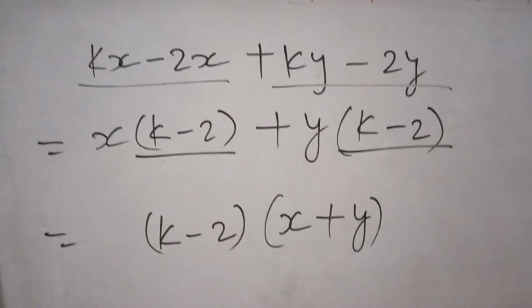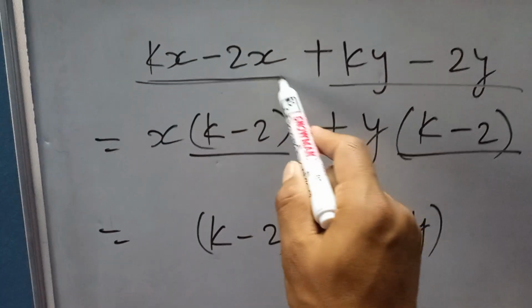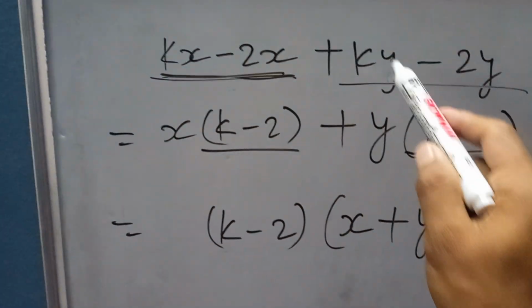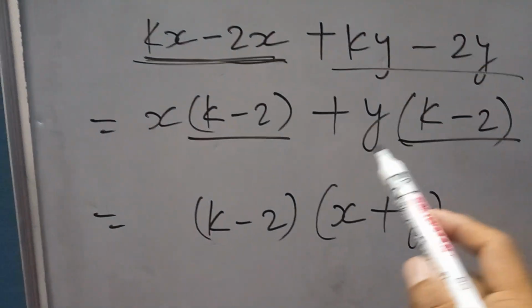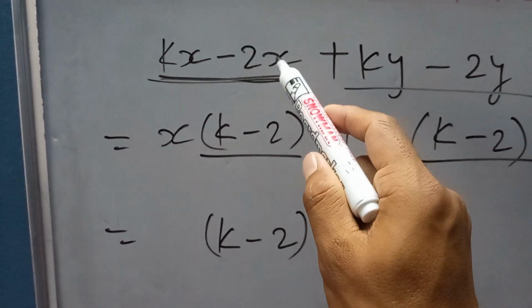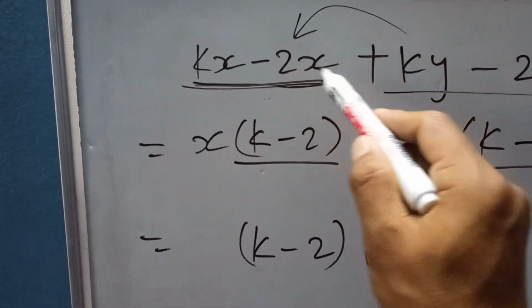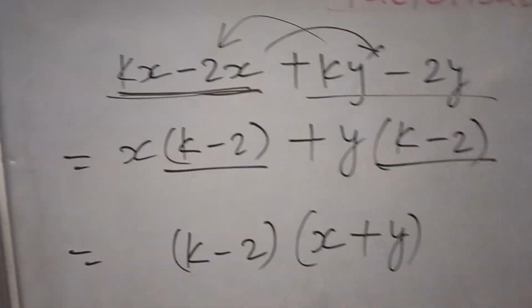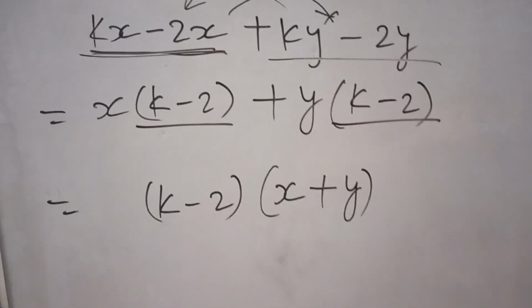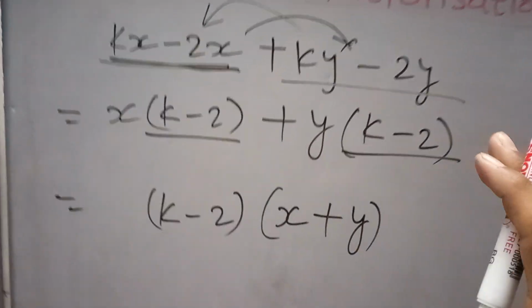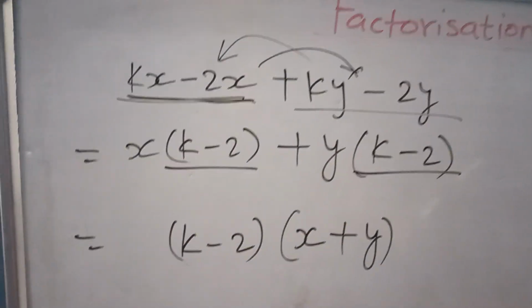It is also possible that if you cannot take out common from this first pair, you may group the terms. You may not only group, you may rearrange the terms. For example, you may bring this term over here and this term over here, when it is not possible. But generally, in 2A, what you learned, you have 4 terms given like this.